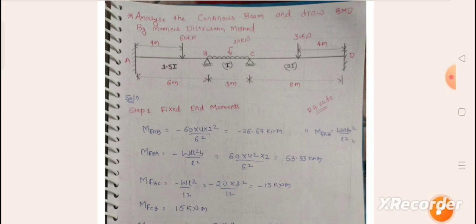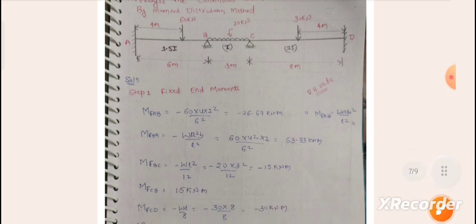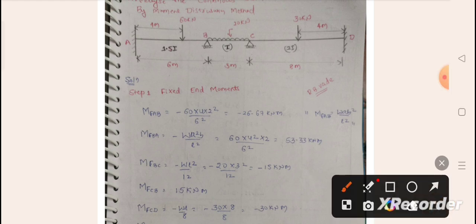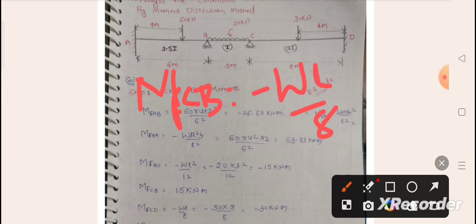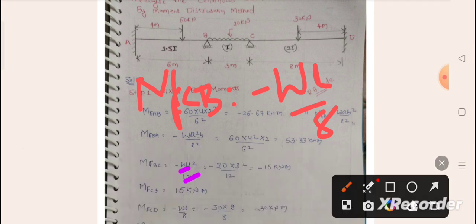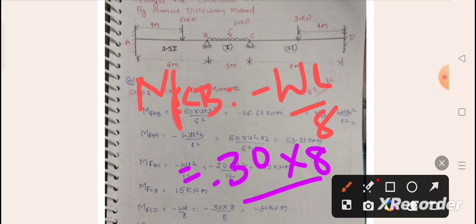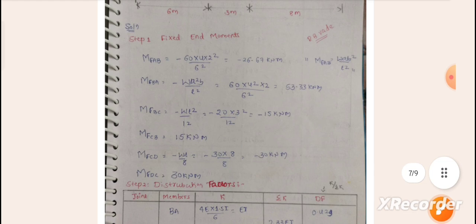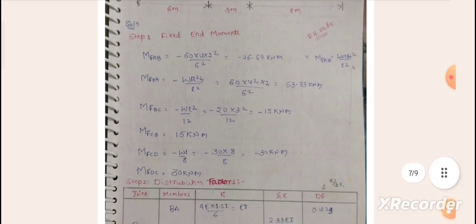Next, if we move to span CD, the 30 kilonewton is acting exactly at the center. Exactly at the center means the formula is MFCD is equal to minus WL by 8. What is the value of W? It is 30. That is minus 30 into L, which is 8, divided by 8. So it will get cancelled, means MFCD will be equal to minus 30 kilonewton meter. Same thing, MFDC will be equal to plus 30 kilonewton meter.